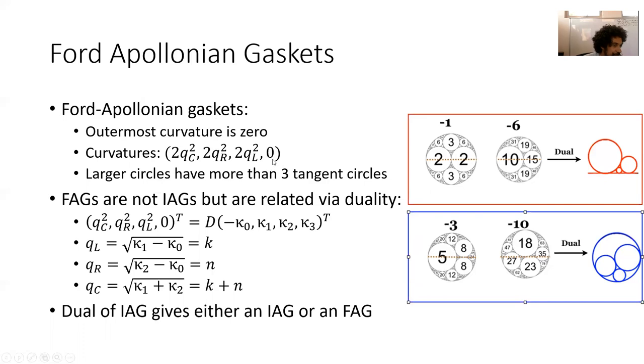And if we think about what a zero curvature object would be, it's something with an infinite radius, a circle. So we might as well just think of it as a line. And that's what we see right here in red. So we could have some integral Apollonian gasket, and its dual would actually give us a circle that is so large that it's actually a line.